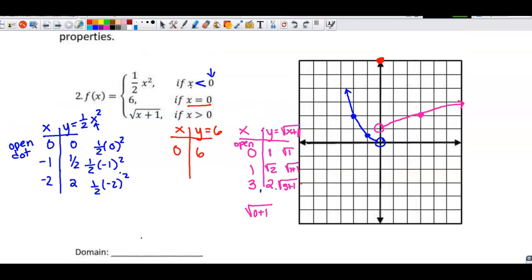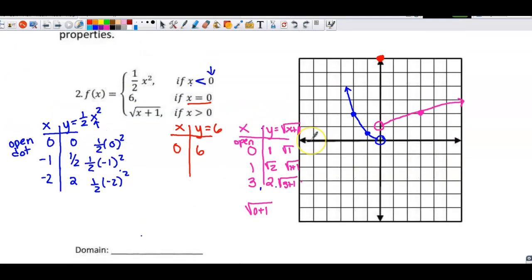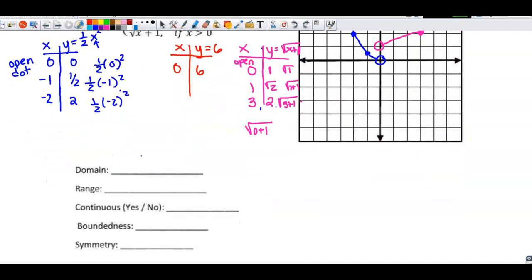Okay, so let's look at the domain. The domain of this graph is actually going to be all real numbers, because even though I have some discontinuities here and I have some jumping around here, this goes from negative infinity all the way up to 0. And even though there's an open dot here at 0, there is a value at 6. So 0 is still included in the domain. And then we're going to keep going to infinity. So my domain is negative infinity to positive infinity.